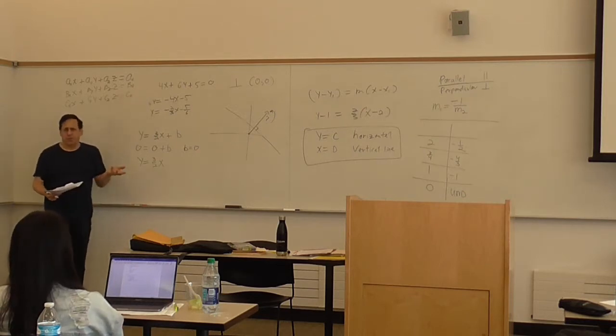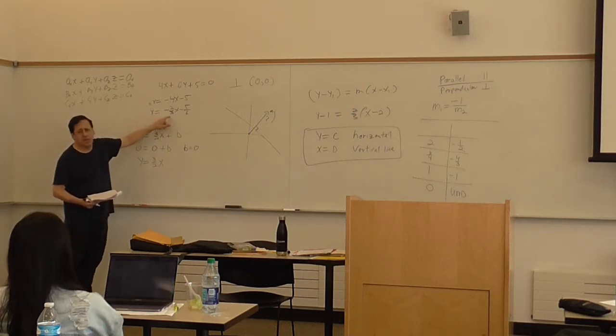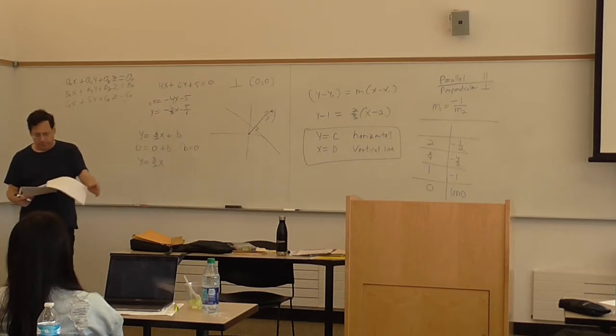You can do the same thing with the parallel, except instead of finding the negative reciprocal, you just keep the slope the same.